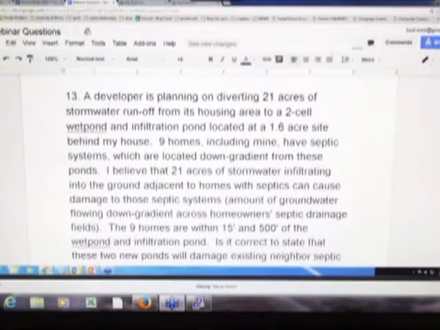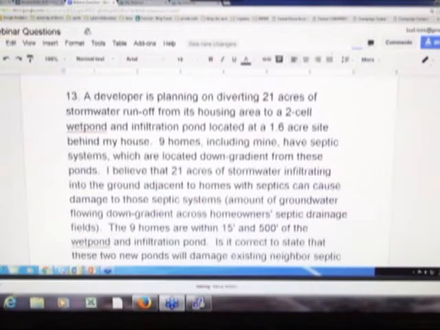So I'm going to read this out loud, just so it makes more sense to me. A developer is planning on diverting 21 acres of stormwater runoff, so I assume that means concreted runoff from its housing area, to a 2-cell wet pond, an infiltration pond located on 1.6 acres behind my house.